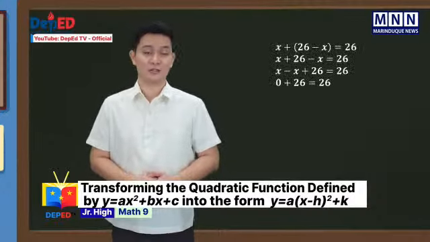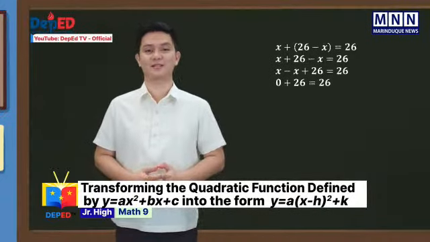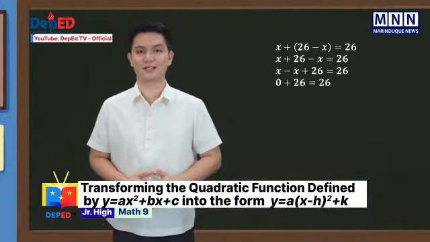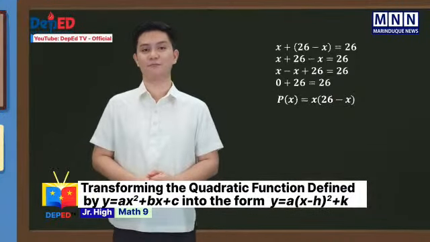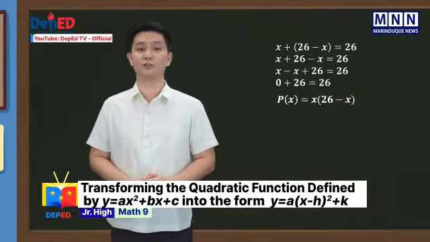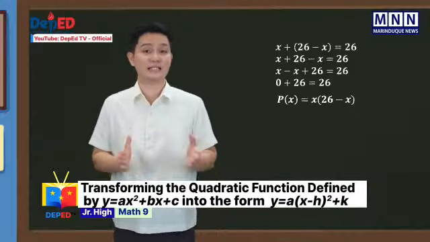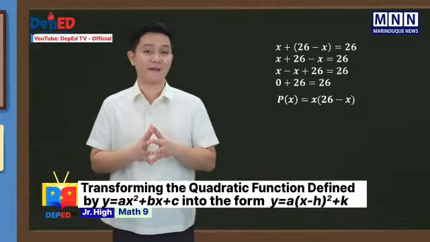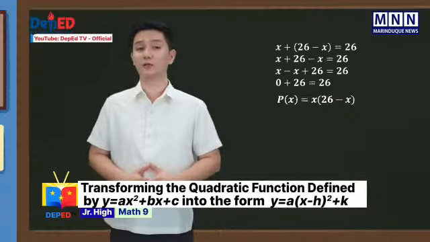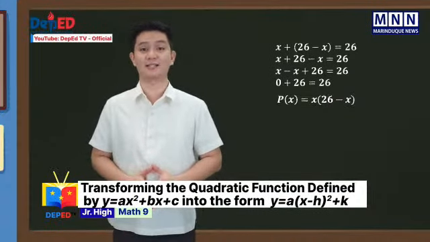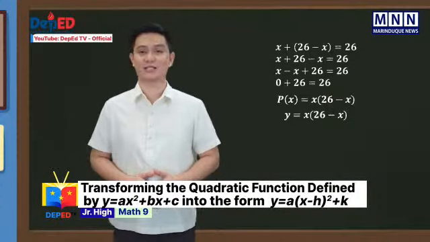Deng is right. She represented the two numbers correctly, x and 26 minus x, since their sum is 26. And Deng is right again with the function that she gave, because if we write the product of the two numbers as a function of x, we can denote it as p of x, where p stands for product. And p of x is equal to x times the binomial 26 minus x. Or we can use y instead of p of x. Hence the equation y equals x times the binomial 26 minus x.